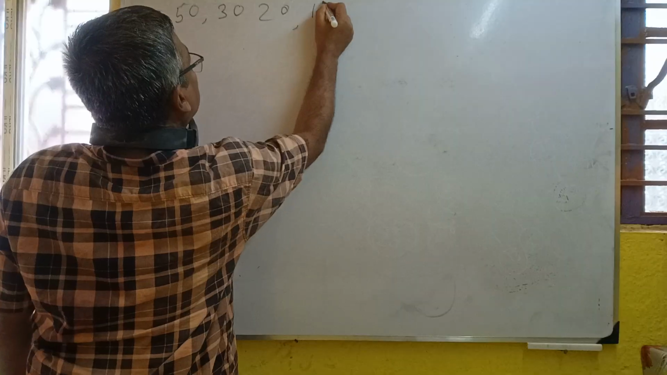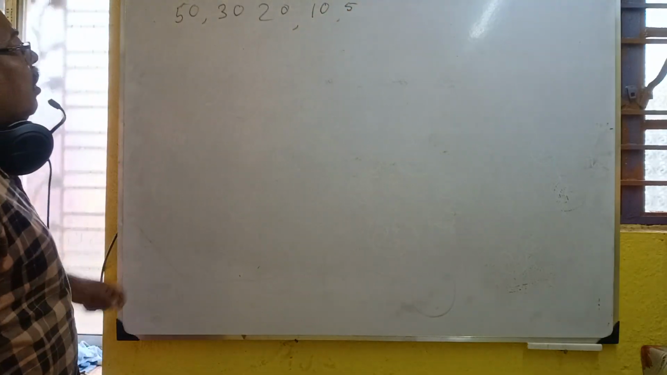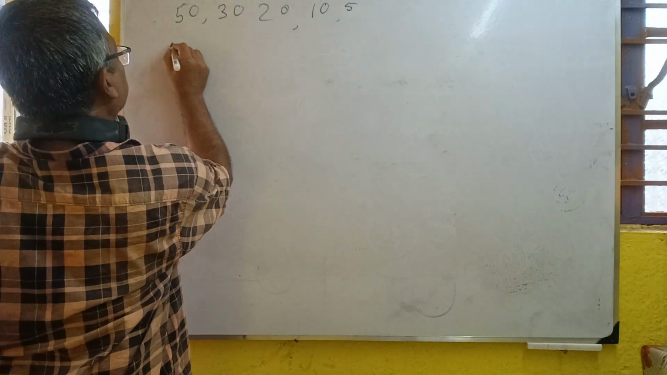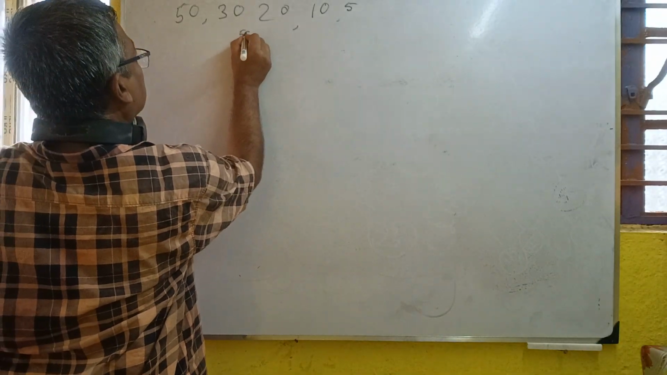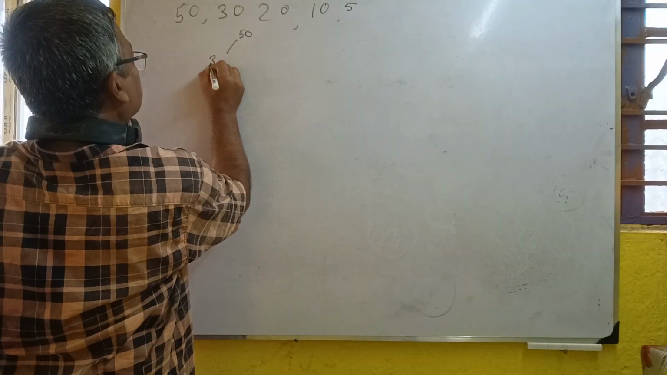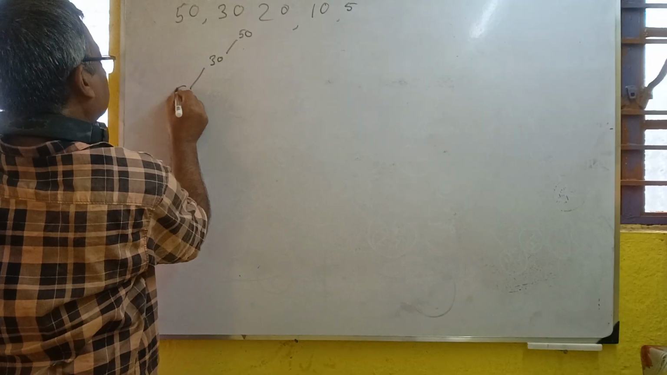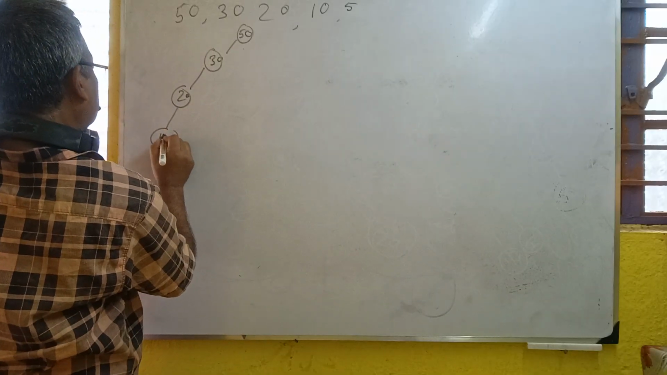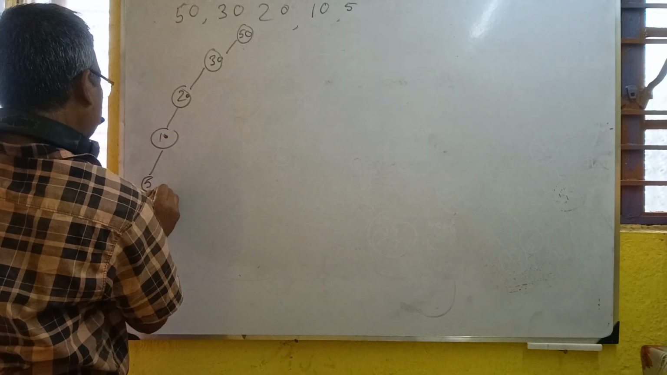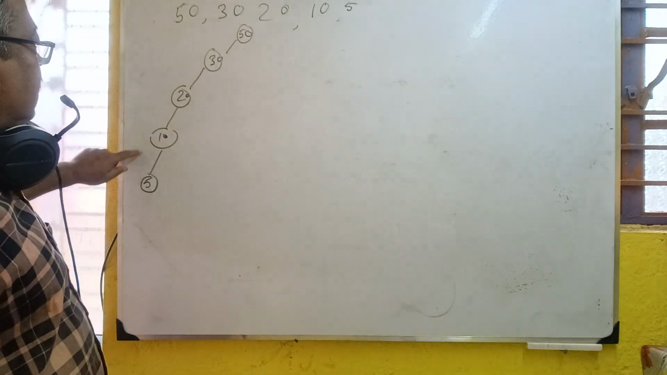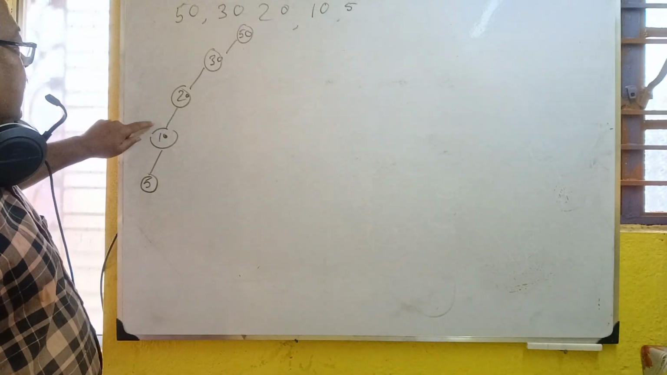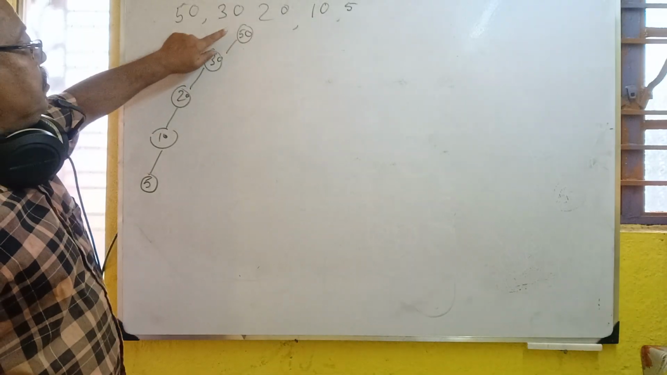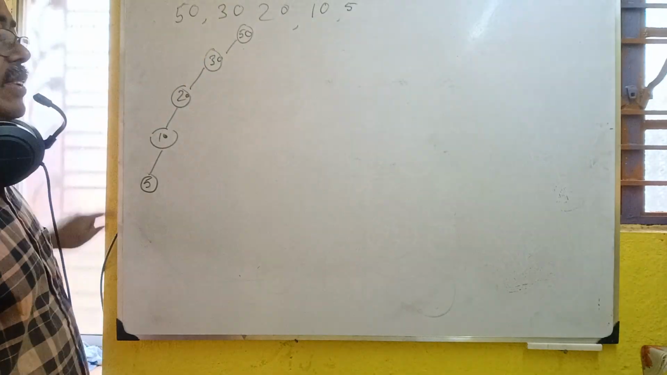Suppose this is the order of one binary search tree to enter data. First we have to enter 50, then 30, which is less than 50, then 20, which is less than 30, this is the next data, then 10, then 5. 5 is less than 10, so a left child will be generated: 10 is the left child of 20, 20 the left child of 30, 30 the left child of 50, because the value is decreasing.